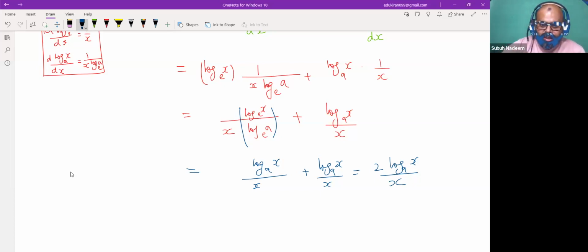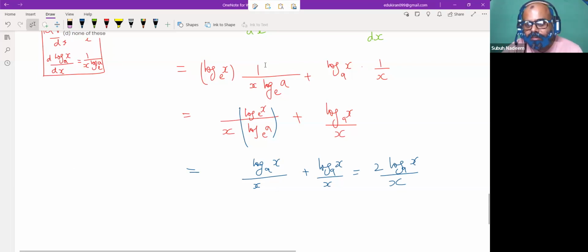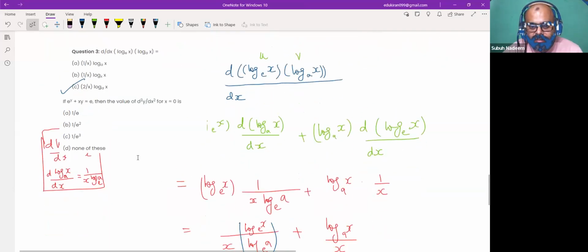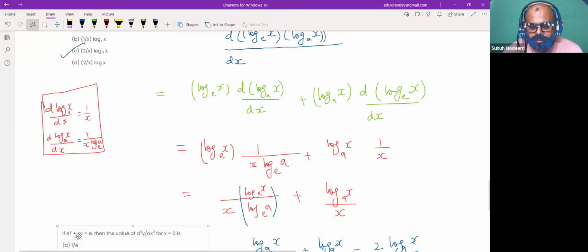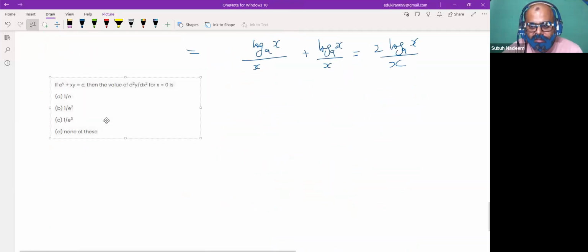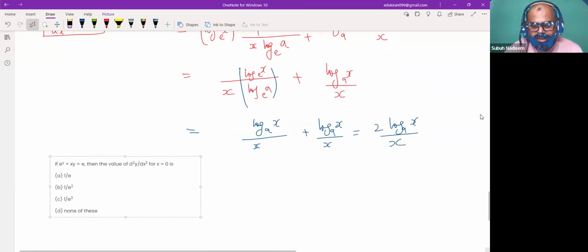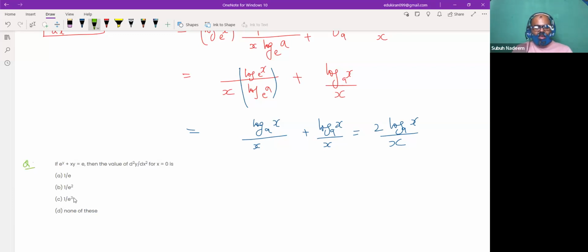Let's see the next question. So this is the next question. It says that e to the power y plus xy is equal to e. Then the value of d2y by dx square for x is equal to 0.